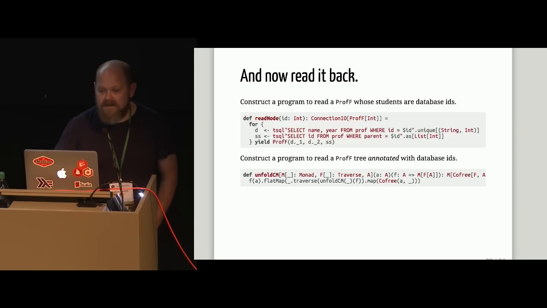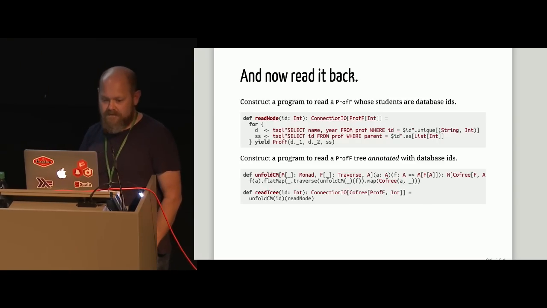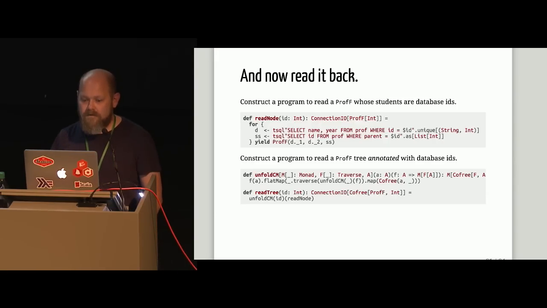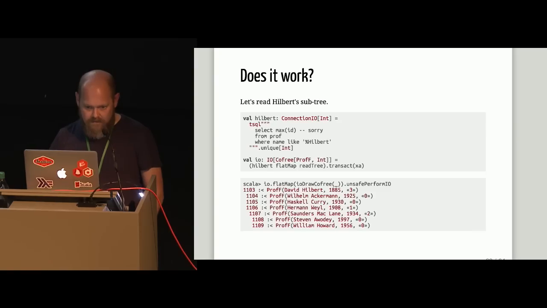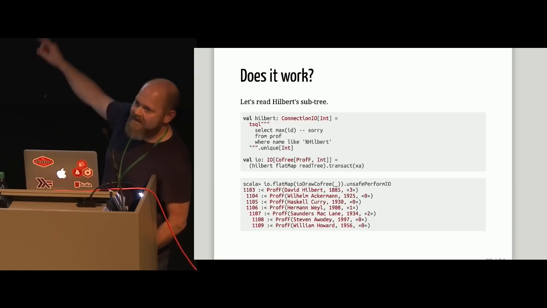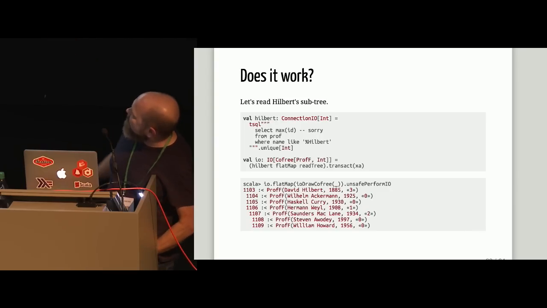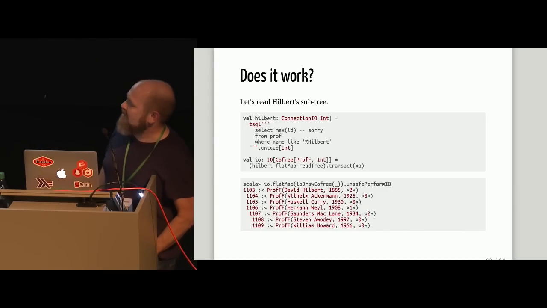Okay, so in any case, with this, our ReadTree is trivial. We just delegate to read node and we're done. Okay, does it work? Well, okay, so because I've been inserting so many copies of this, I had to actually find the newest Hilbert ID because I've done them so many times. So the Hilbert program computes an ID for Hilbert.